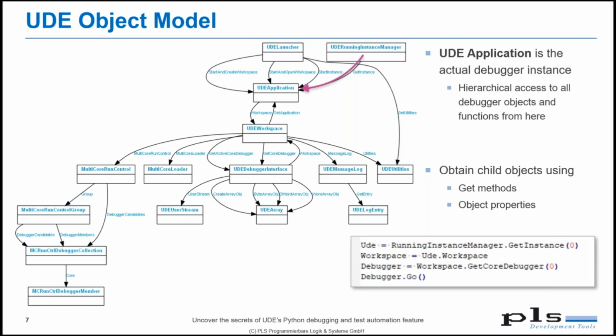And to illustrate how it works, I have this four-liner on the bottom, which is used to retrieve the debugger object of the first core of a connected device, for example, an AURIX, and to use this debugger object to start the application on your device.